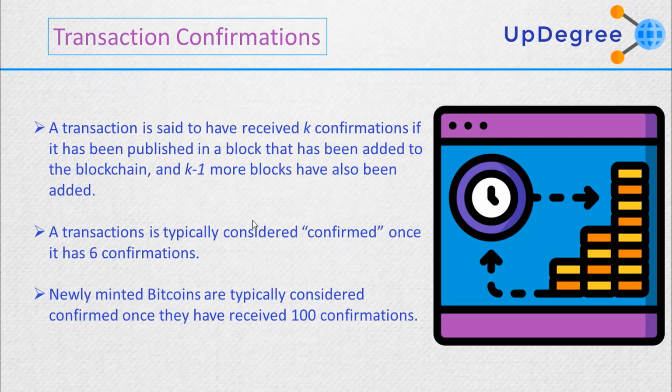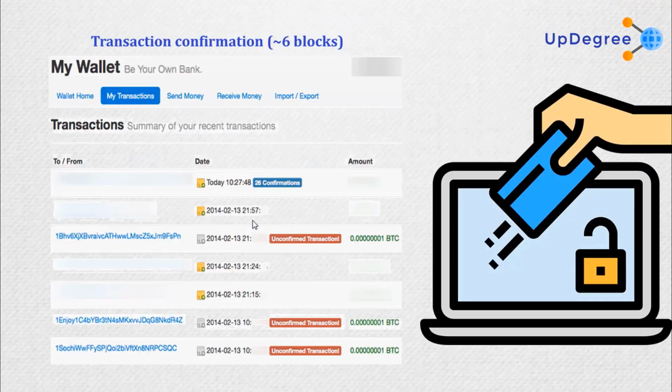So this is important. The moment they receive 100 confirmations in the blockchain ledger, the newly minted Bitcoins are considered confirmed. So for every K, there is a K minus one. Typically, a transaction is confirmed once it has 6 confirmations, and for newly minted Bitcoin, it's 100 confirmations. So just understand the numbers.